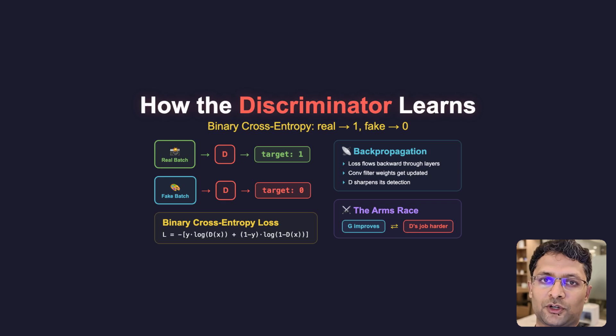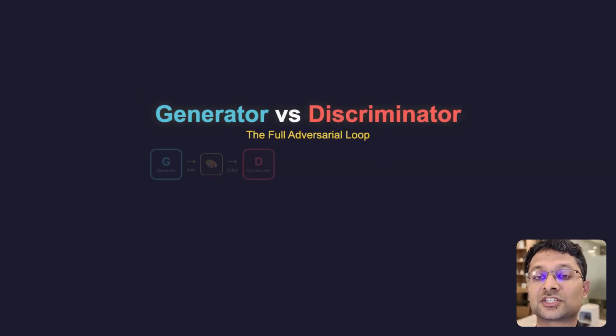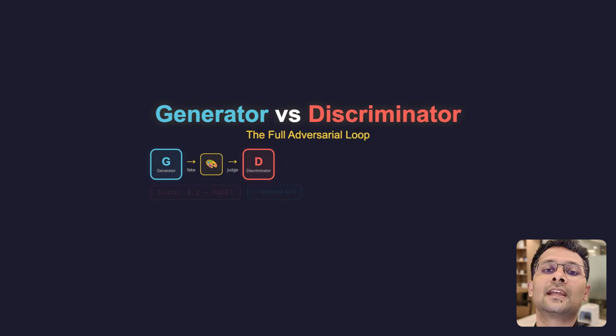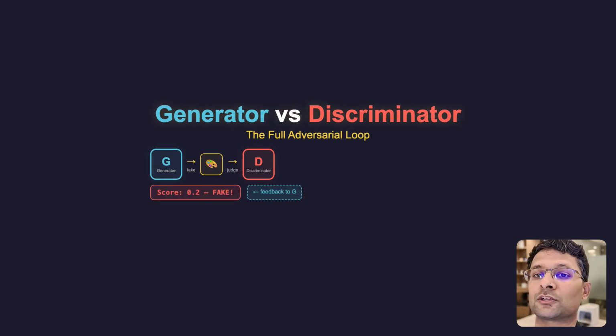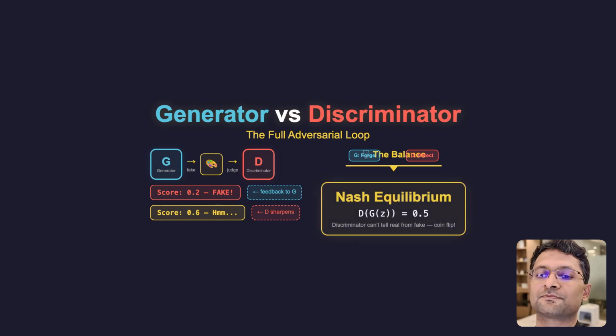Now let's see how both networks work together. The generator creates a fake, the discriminator judges it. If the discriminator catches it, the generator gets feedback and improves. If the discriminator is fooled, it gets feedback and sharpens. They push each other in an endless arms race. The generator gets better at forging. The discriminator gets better at detecting. Eventually the generator produces images so real that the discriminator can do no better than a coin flip, 50-50. That's when the GAN has truly learned.